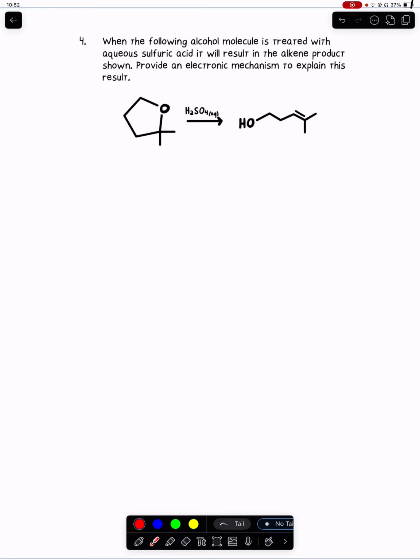In this question, I'm asking you to provide a mechanism for how this starting cyclic ether, when treated with aqueous sulfuric acid, turns into this specific molecule right here, which has an alkene functional group and the alcohol functional group.